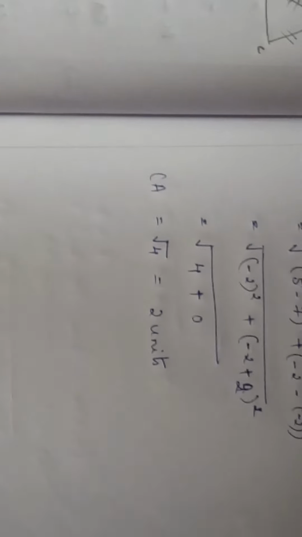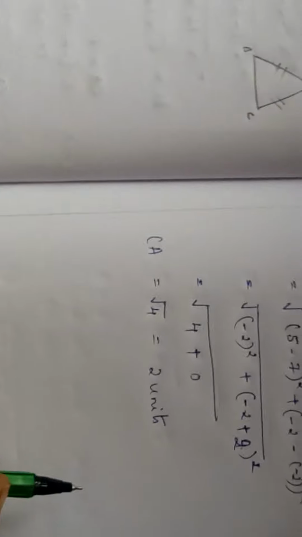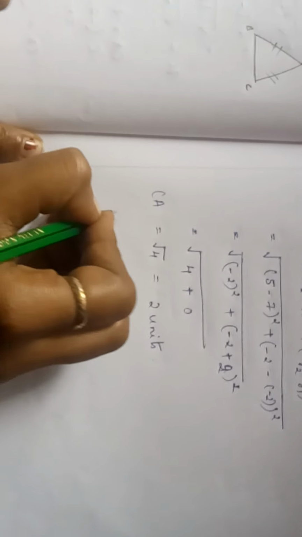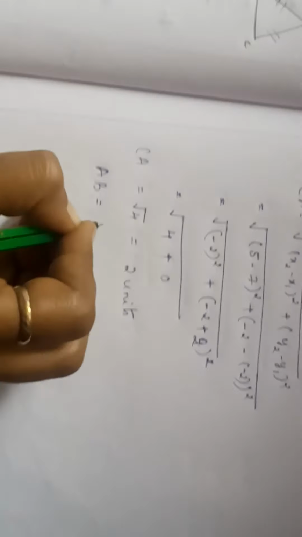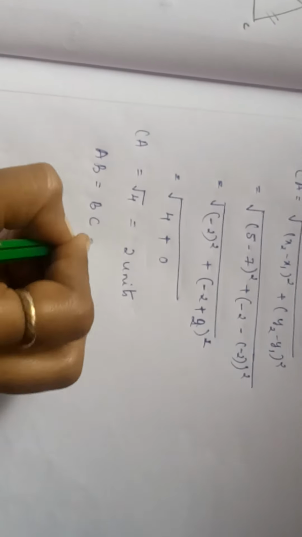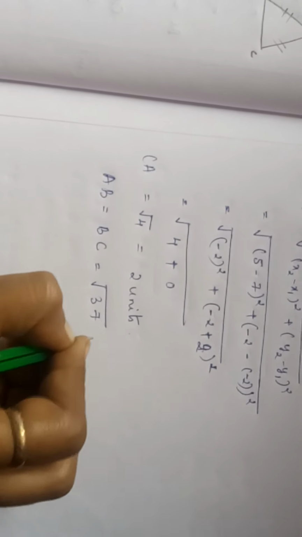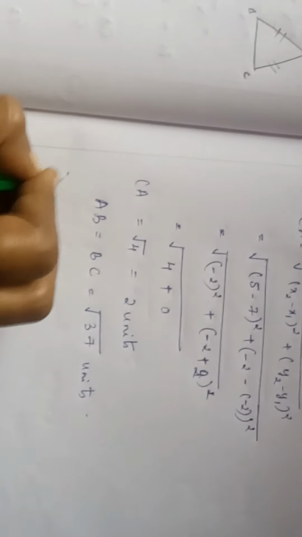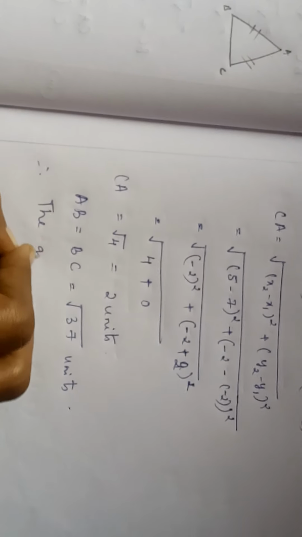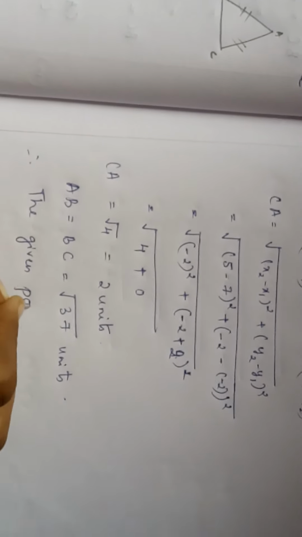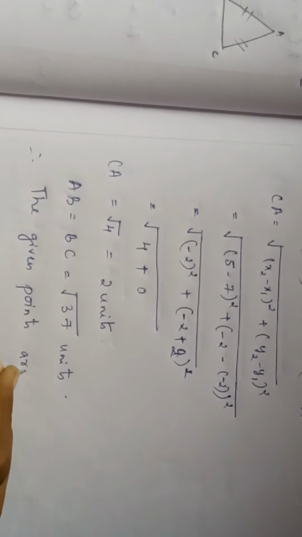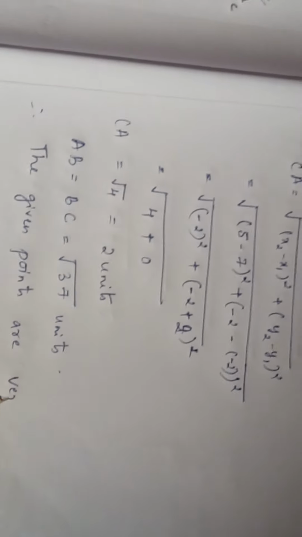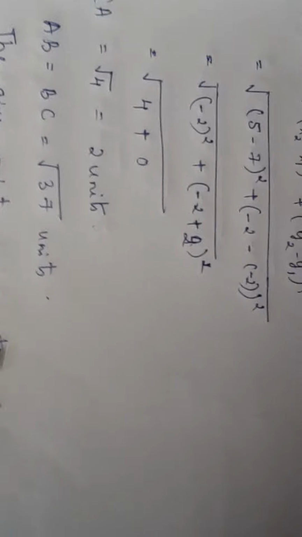From what you solved before, AB and BC are the same, but CA is 2 units here. Therefore AB is equal to BC equal to root 37 units. Therefore the given points are vertices of an isosceles triangle.